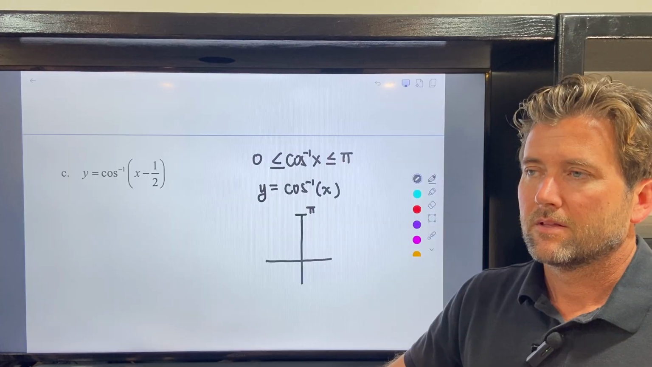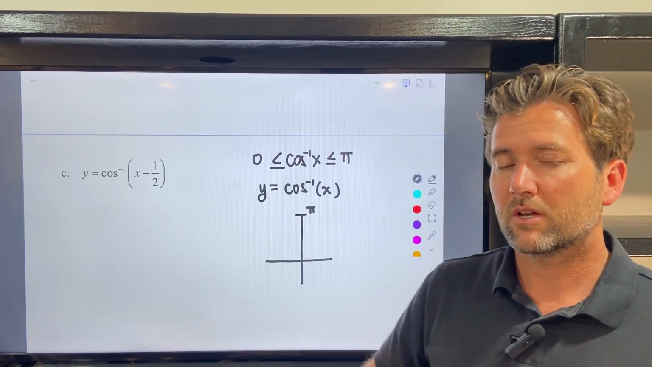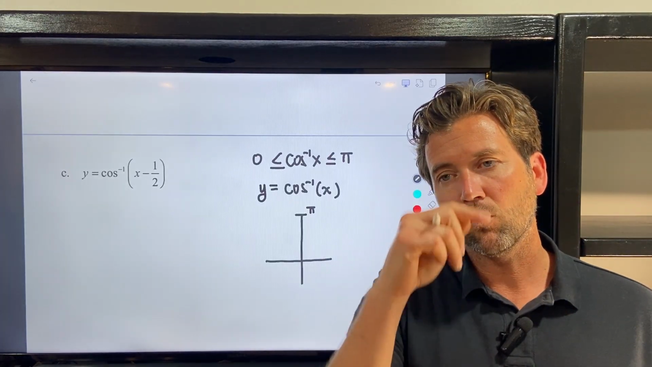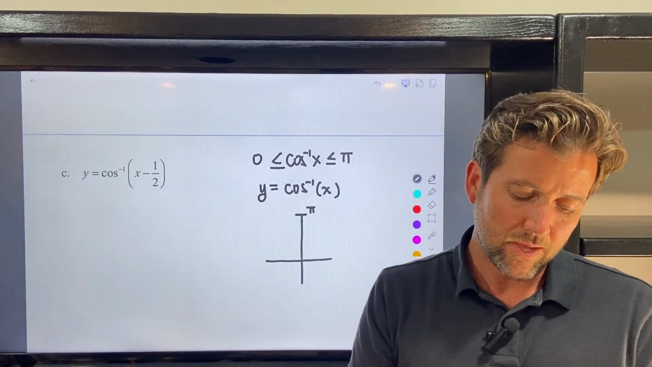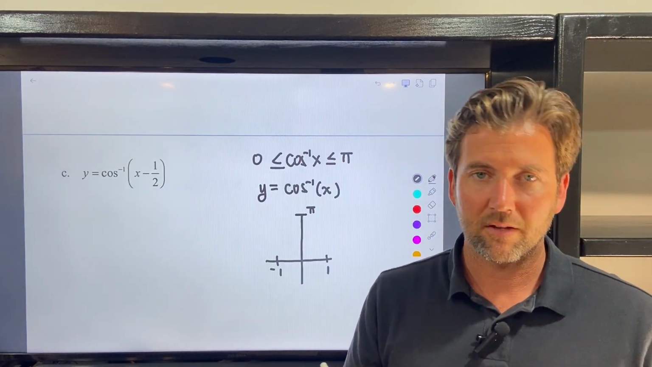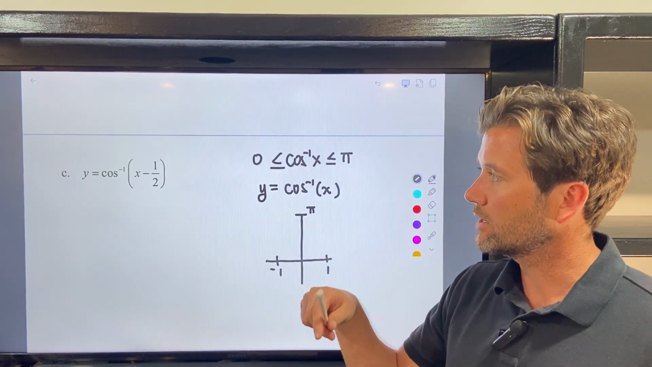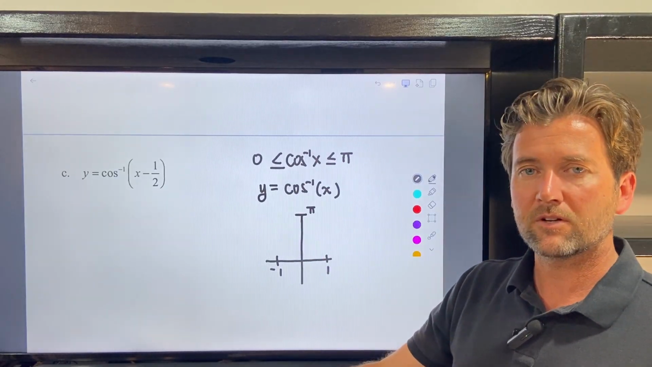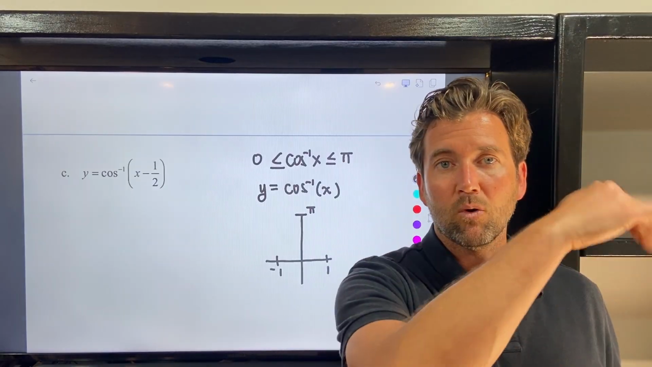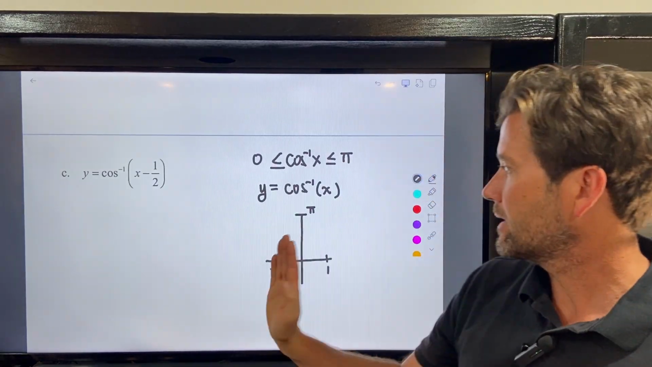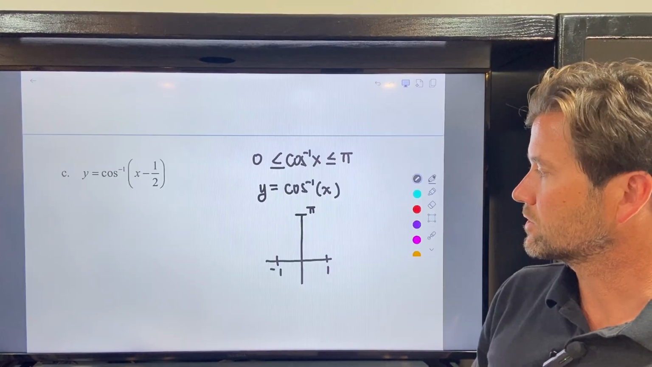Now, if you remember this cosine function, it goes up to 1 and down to -1. That's going to be our domain of arc cosine. So the range of cosine, I don't have cosine anywhere on here, but the range of cosine is -1 to 1, and that becomes the domain of this function.